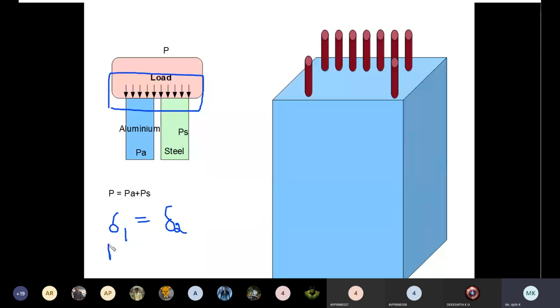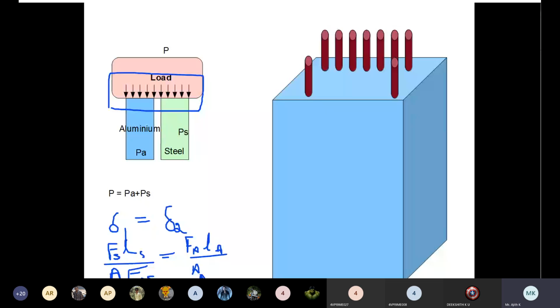And delta is given by FL by AE. We studied this equation in the first chapter: delta is equal to FL by AE. So for steel it is F steel, length of steel, divided by area of steel and Young's modulus of steel, is equal to, for aluminum, F aluminum, length of aluminum divided by area of aluminum and Young's modulus of aluminum. So we have to use these two equations while solving any problem.